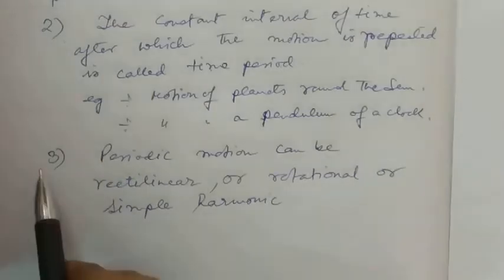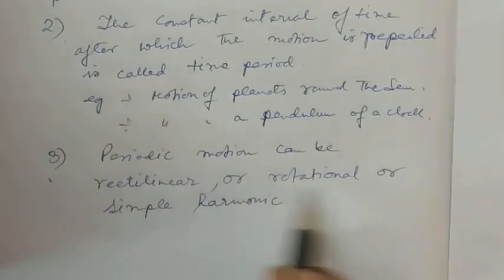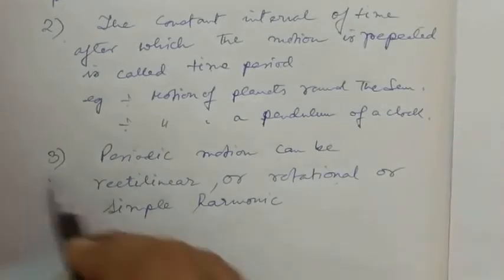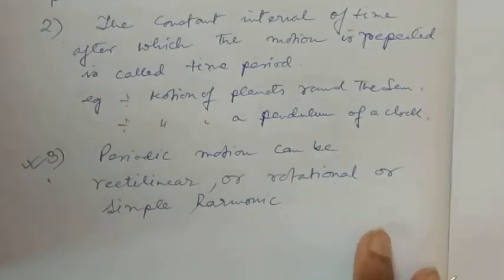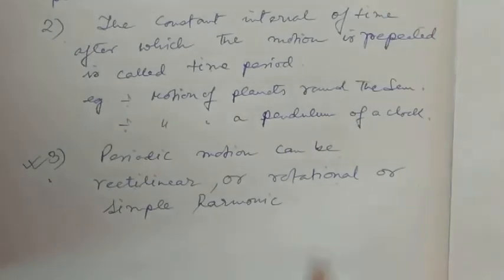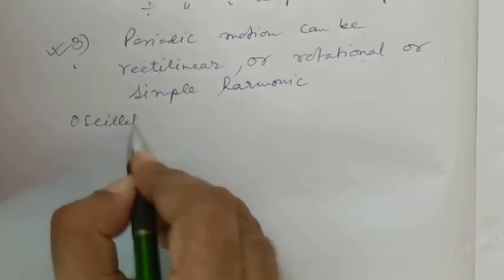So, the third point, that is the periodic motion can be rectilinear or rotational or simple harmonic. Now, this point is very important. There are three types of periodic motion. Now, you can start with one of these, like you can start with oscillatory motion.